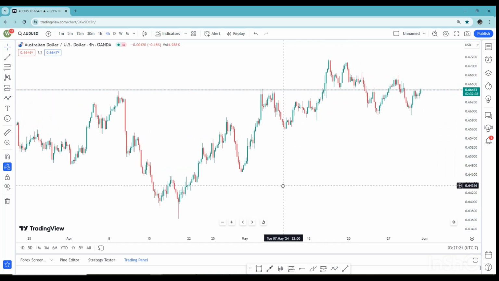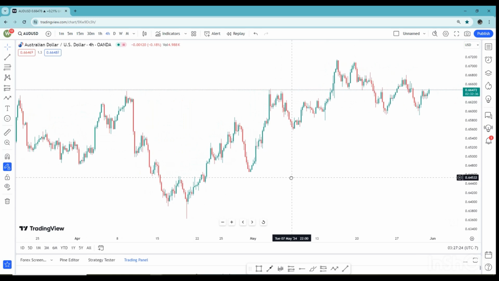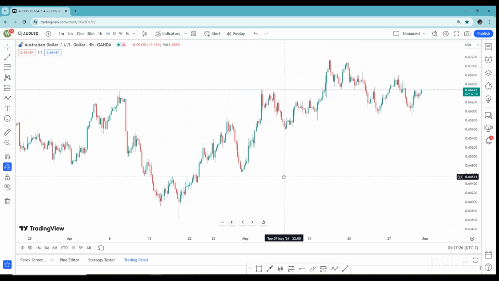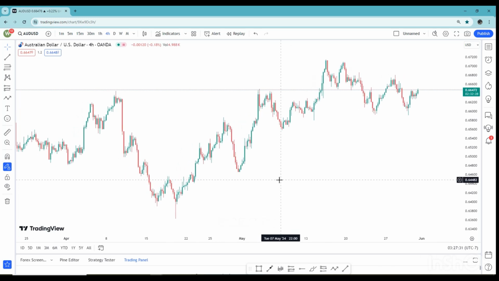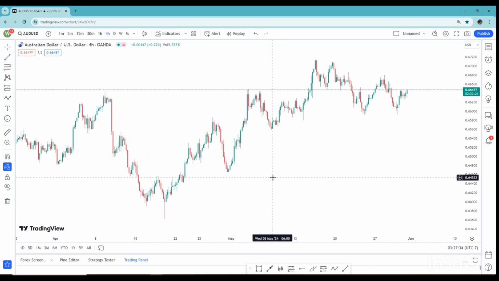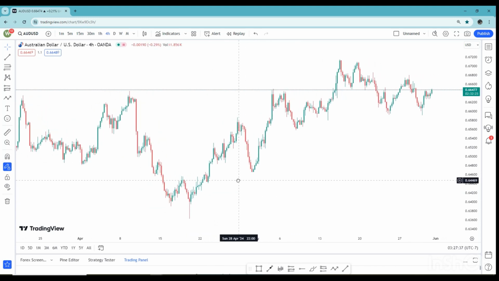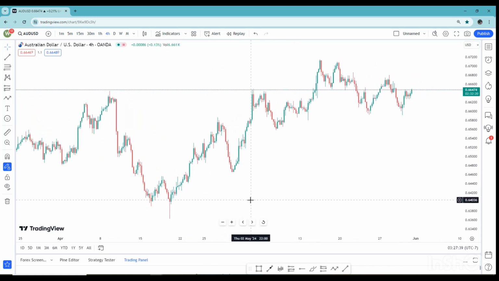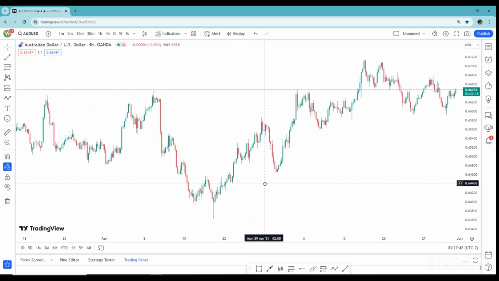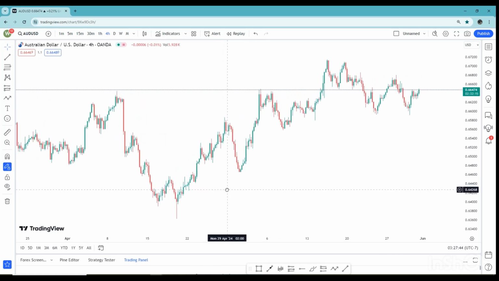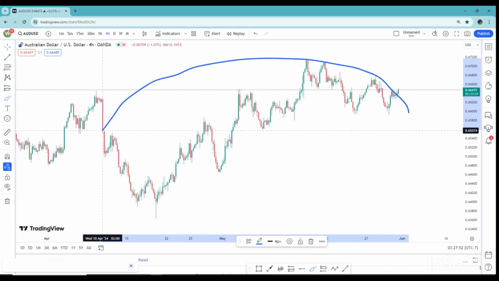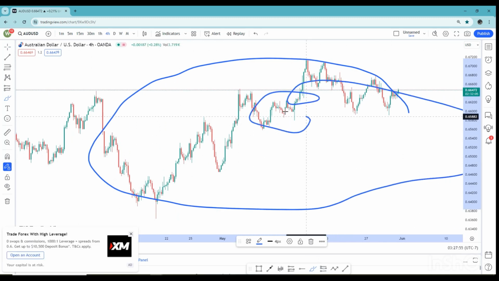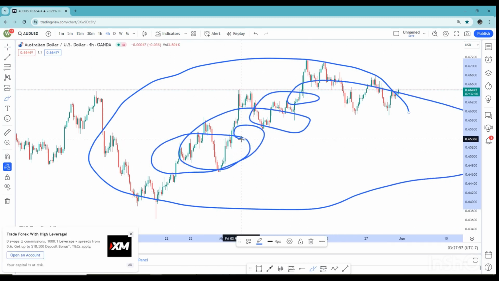So as you can see here, guys, we have AUD USD on the chart. Let's do some analysis and see what we're expecting on AUD USD. First thing first, remember guys, as I said to you, before you do any analysis on the market, before you do anything, you need to understand what is the direction of the market.